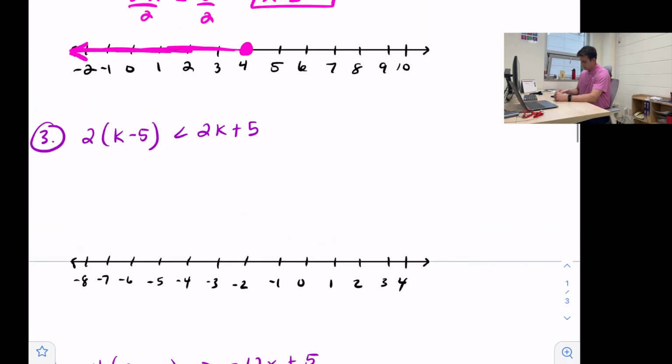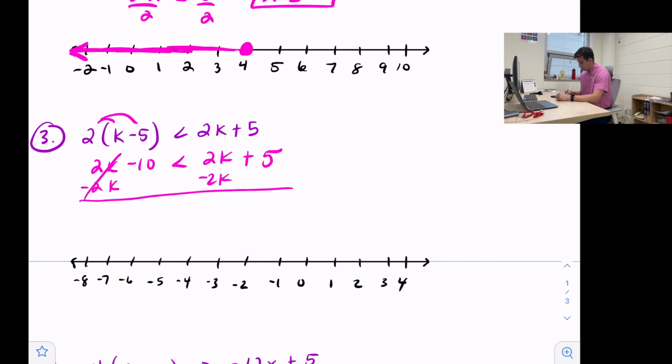All right, number 3. 2 times a quantity of k minus 5, so we're going to use distributive property over here, is less than 2k plus 5. So let's distribute. We get 2k minus 10 is less than 2k plus 5. So here, let's go ahead and subtract 2k, because you notice this is just going to eliminate our variable term.